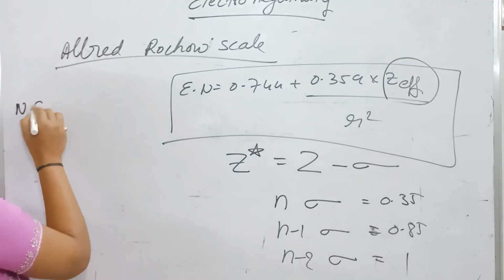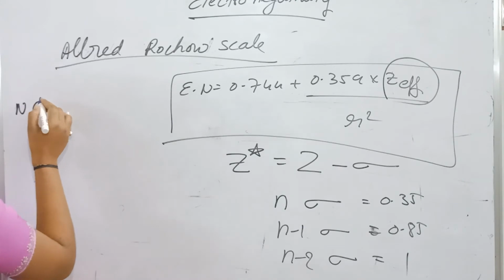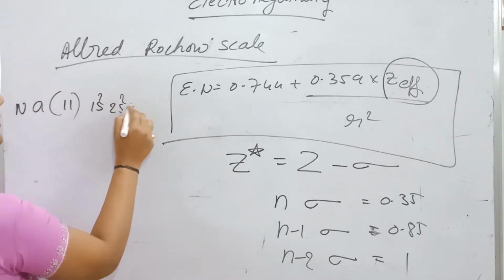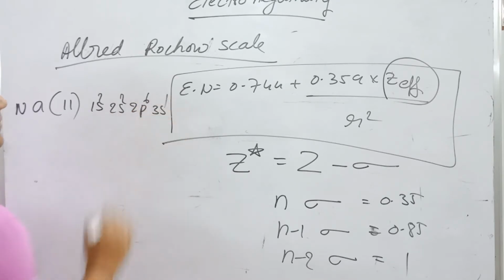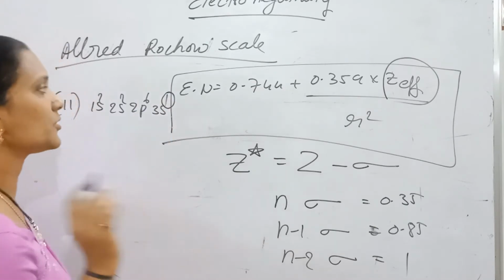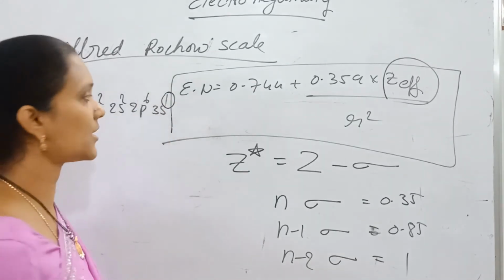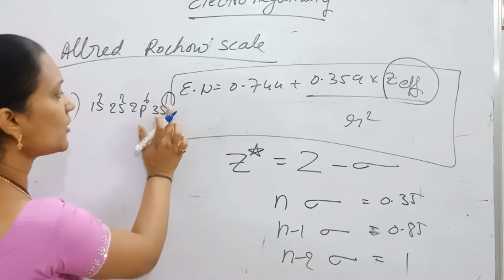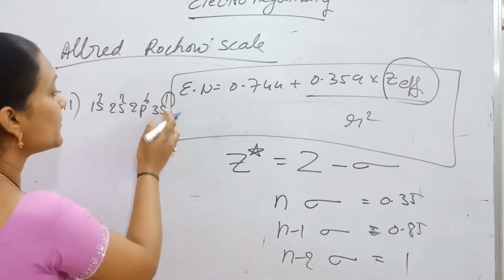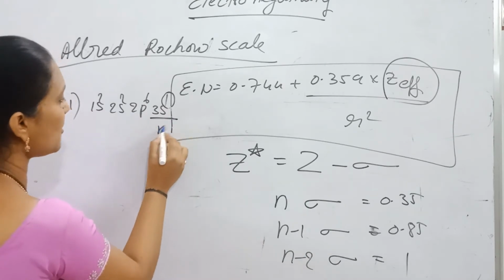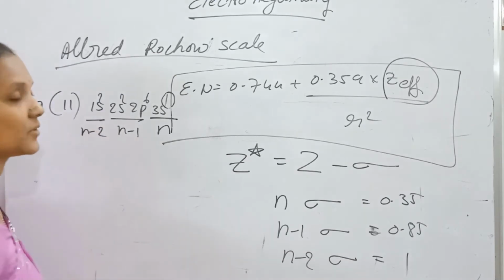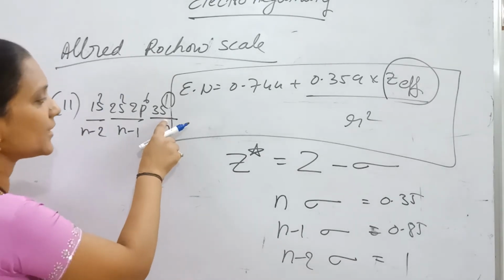For example, sodium is given. Sodium atomic number 11: 1s2, 2s2, 2p6, 3s1. On this outer electron we have to calculate the effective nuclear charge, so we have to leave that electron. This is the outer shell, this the inner shell, and this the innermost shell. So how many electrons remain in the outer shell?